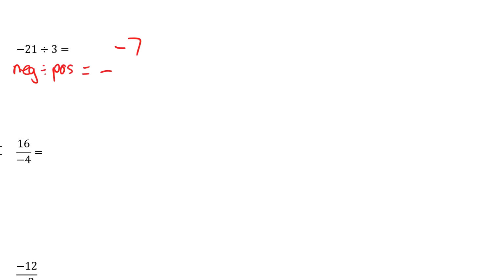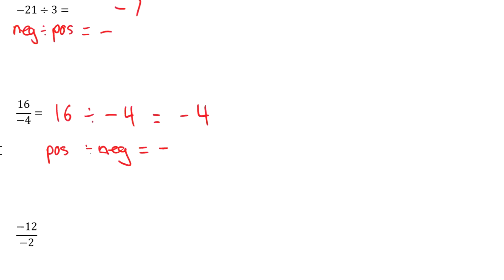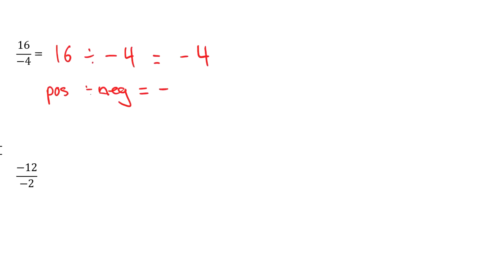Remember, fractions are the same as division, so this is the same as having 16 divided by negative 4. And we have a positive divided by a negative. So our answer will be negative because they're different signs. So 16 divided by negative 4 is negative 4. Now we have negative 12 divided by negative 2, or negative 12 over negative 2. Negatives can cancel out. 12 over 2 ends up being 6.